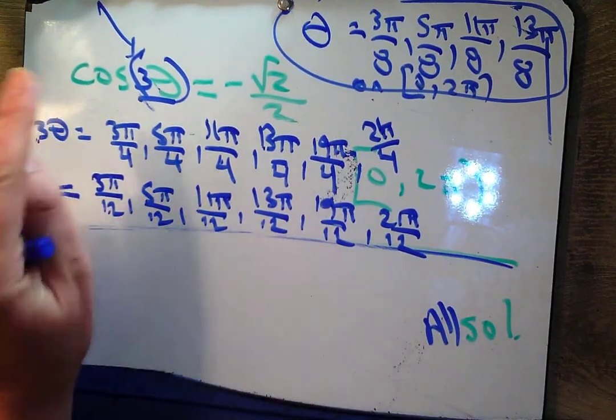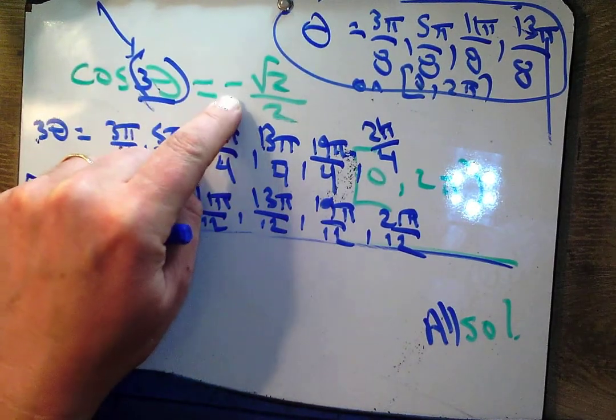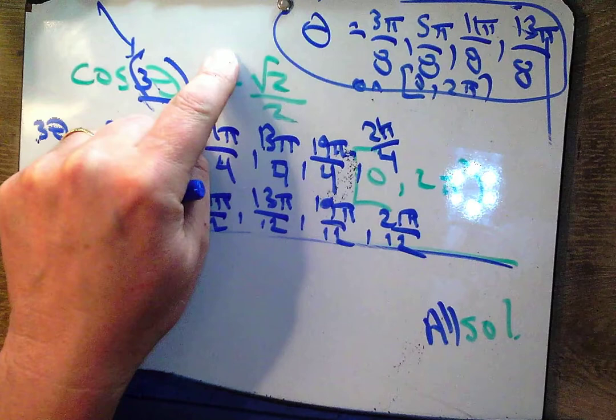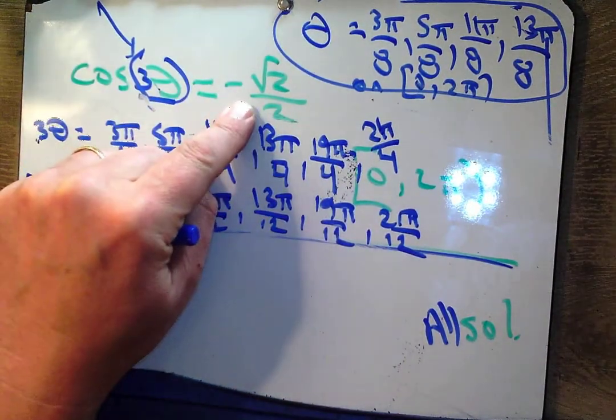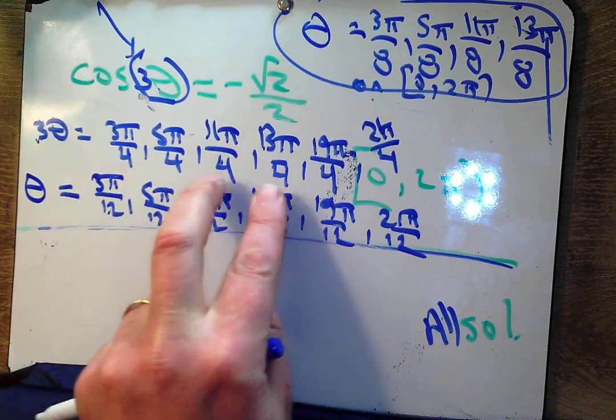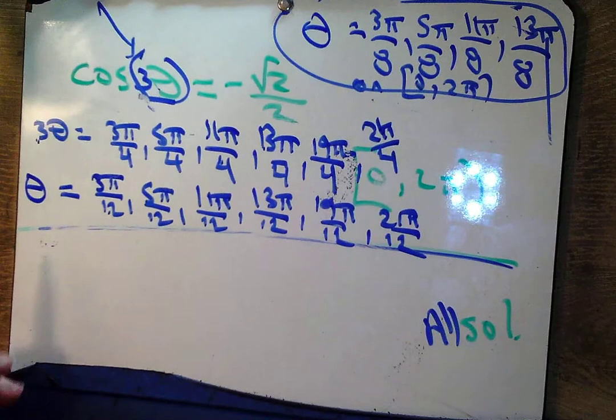And look, think about it also this way. Cosine is the x value. The x value is negative in 2 quadrants, quadrant 2, quadrant 3. So every time I go around the unit circle, I should pick up 2 solutions. Once around, twice around, 3 times around. So I should end up with these 6.